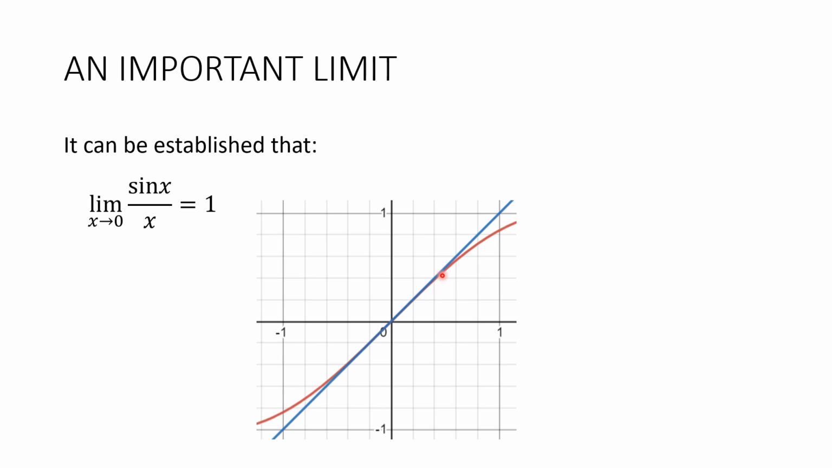This red curve is the sine curve, and the blue line is the line y equals x. What happens as we get closer and closer to 0? Can you see that the two curves approach one another? They become almost the same thing. What happens when we divide something by itself? We get 1. So as we get closer and closer to 0, sine x and x approach the same value. So when we divide sine x by x, we get 1.